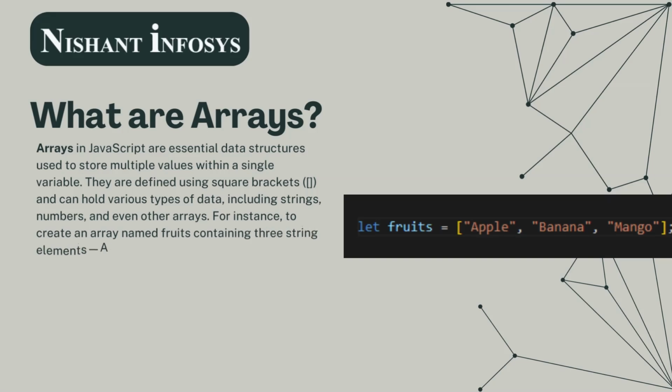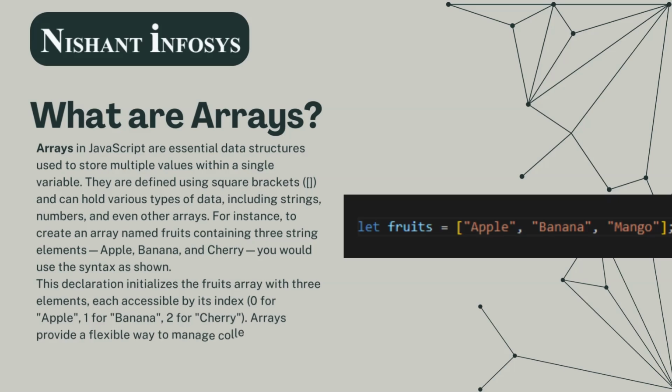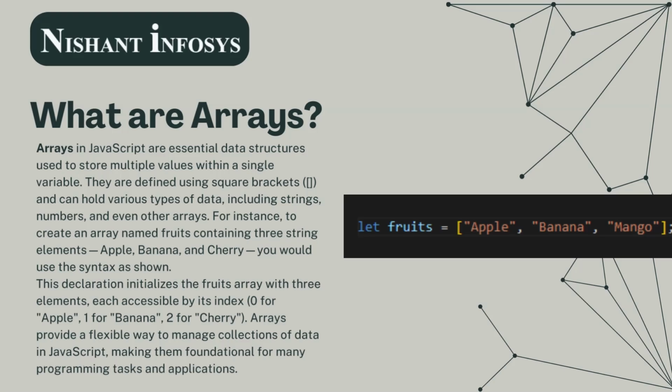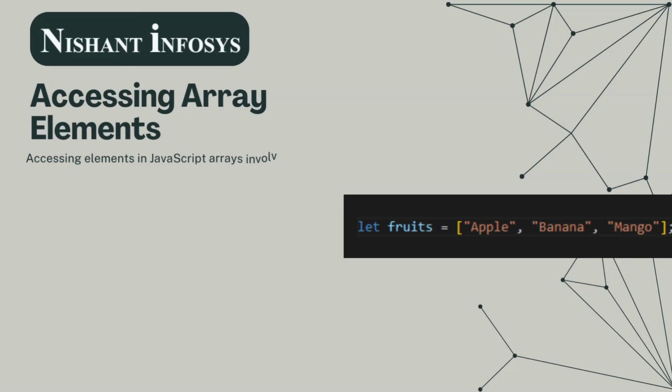For instance, to create an array named fruits containing 3 string elements, apple, banana, and cherry, you would use the syntax as shown. This declaration initializes the fruits array with 3 elements, each accessible by its index, 0 for apple, 1 for banana, 2 for cherry. Arrays provide a flexible way to manage collections of data in JavaScript, making them foundational for many programming tasks and applications. Now, let us see how we can access each element of an array.